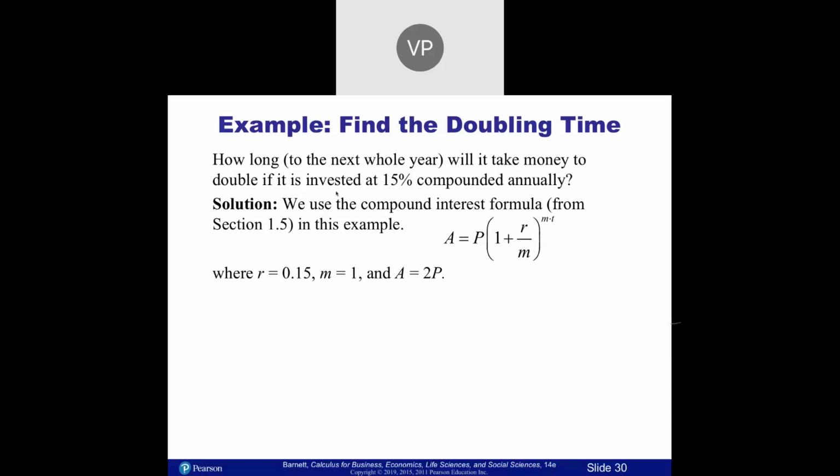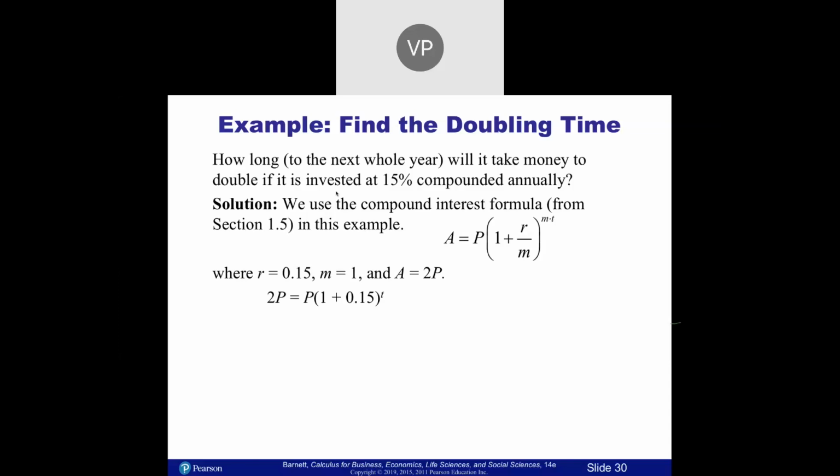Now you see how the A is 2P? Because the P is your principal, your initial, your starting amount. We want to know how long it's going to take to double it. And the good news is it doesn't matter what the value is. If P was 100, we want to get to 200. If P was 1,000, we want to get to 2,000. It's just double. The P is irrelevant.